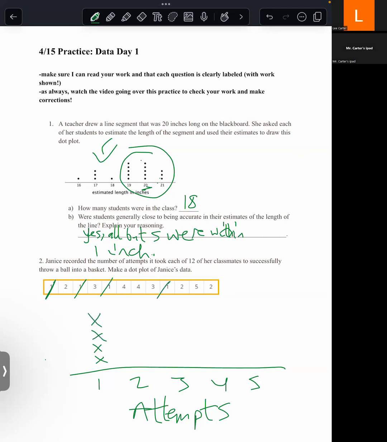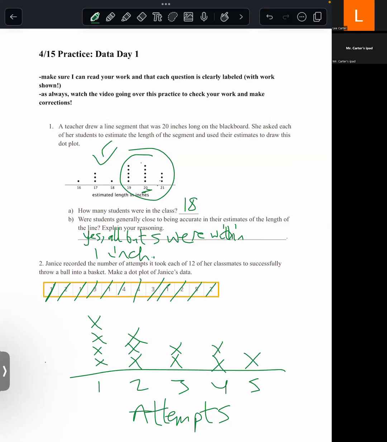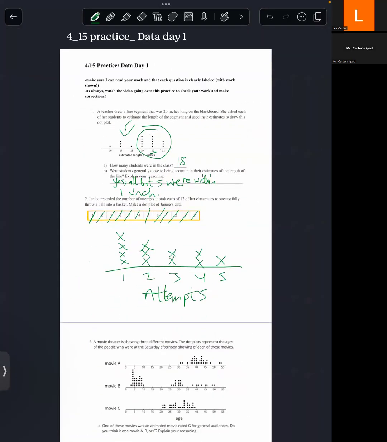I'm just looking for, so I got 4 1s right there. And then I got here's a 2, and there's a 2, and there's a 2. 3 2s. And a 3, and another 3. Then a 4, and another 4. And then a 5. So that's a dot plot of her data. Now we could do some things with that, but that's all it asks on this one, is to make the dot plot.